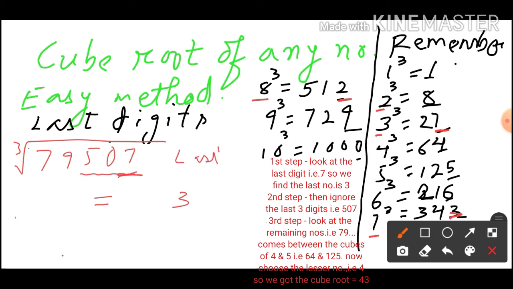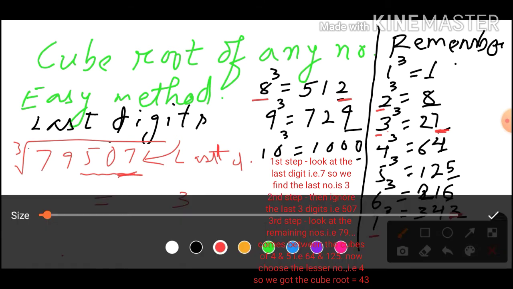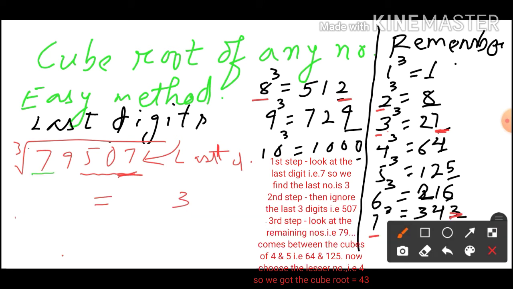Now ignore the last 3 digits. The second step is you have to completely ignore 507, that is the last 3 digits. Now what is left? You got only 79. Now for this 79 you have to look at the cubes.